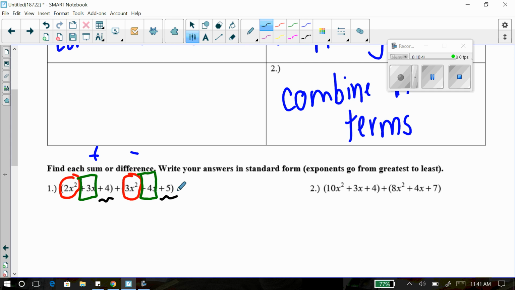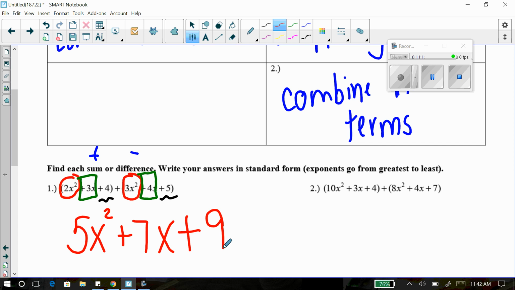2x squared plus 3x squared is 5x squared. 2 plus 3 is 5. Okay, 3x plus 4x, 7x, 3 plus 4 is 7. 4 plus 5, 9. And that is it, my friends. That's how you add polynomials. Let's try another one together.